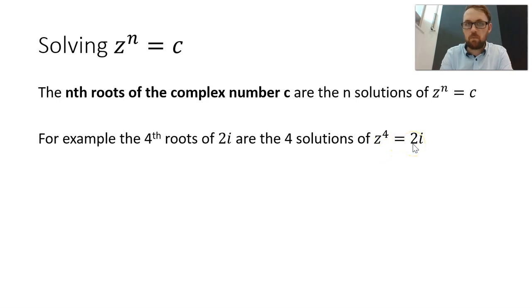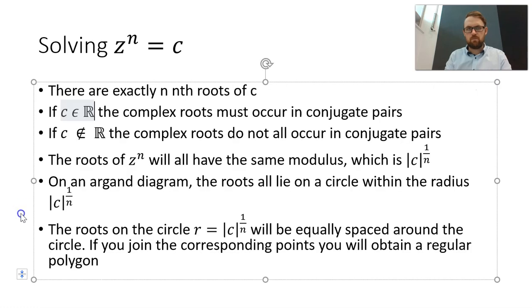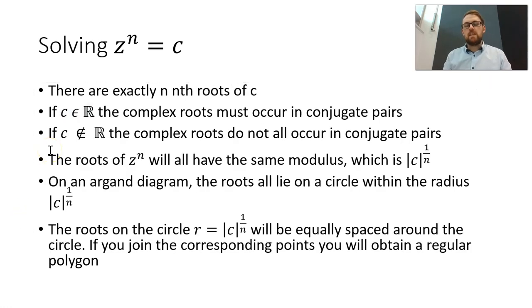I think this is probably one where we're going to have to see an example first, but I'm still going to run through some of the vocabulary beforehand. So let's have a look at some more of the vocabulary and the rules. Solving z to the power of n equals c, there are exactly n nth roots of c. Whatever this number is, if it's z to the power of 5, there's 5. Z to the power of 10, there's 10. Whatever this number is, that's how many roots there are.